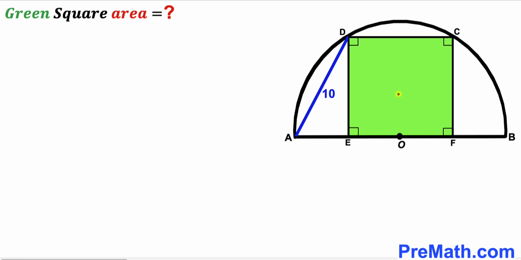Welcome to PreMath. In this video, we have this green shaded square CDEF fully inscribed in a semicircle with the center O, as you can see in this given diagram, such that this chord AD is 10 units long. Our task is to calculate the area of this green shaded square CDEF.